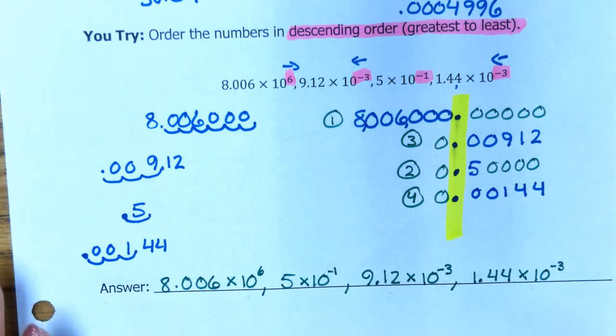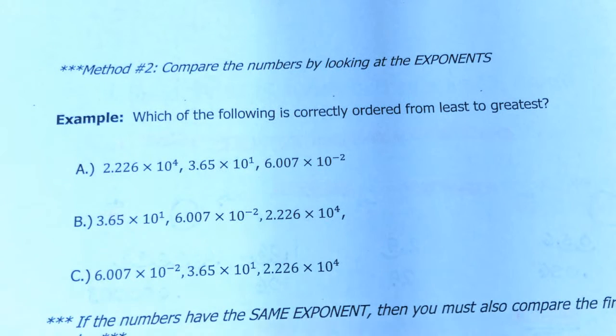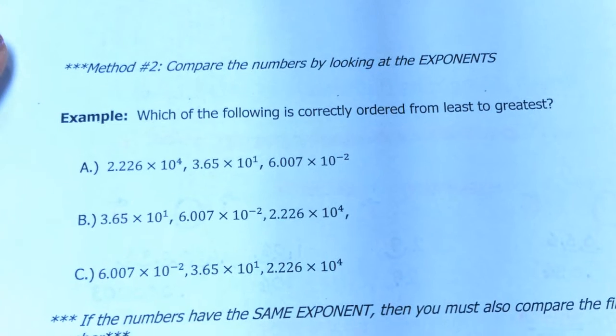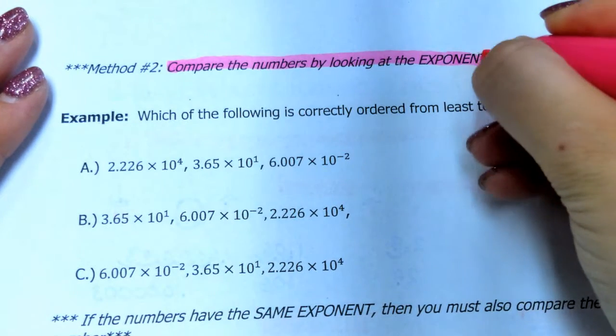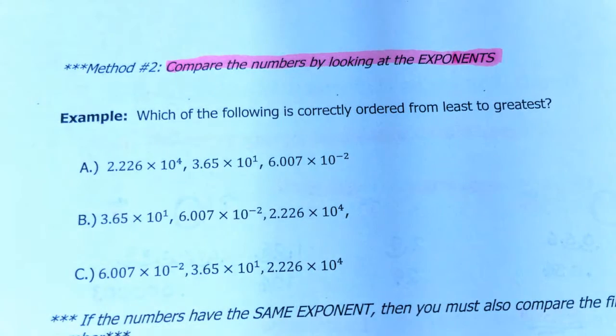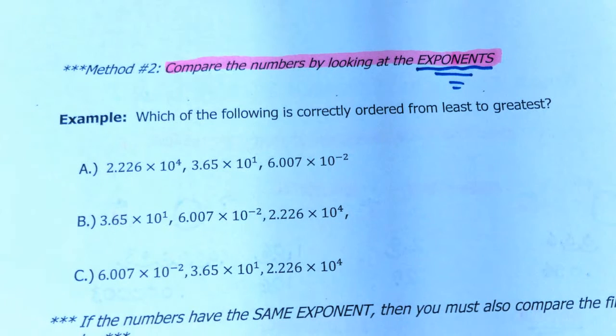All right, let's flip to the back. All right, now I'm going to show you the second way to do this. I'm about to blow your mind. So the second method here is to compare the numbers by looking at just the exponents. Just the exponents. I'm going to show you what I mean by that because it's actually a lot easier.